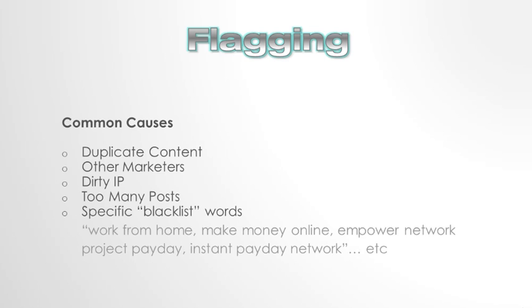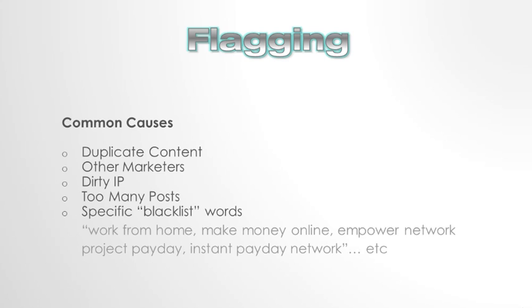The things that I told you that Craigslist does not allow, they have specific words that they look for that they'll take down your ad with. So work from home, make money online, Empower Network, Project Payday, Instant Payday Network. The common big companies that are being advertised on Craigslist are stored in their database, and they scan these ads looking for those words. If you get caught with these words, you might get them up for a while, and there's a reason for this.